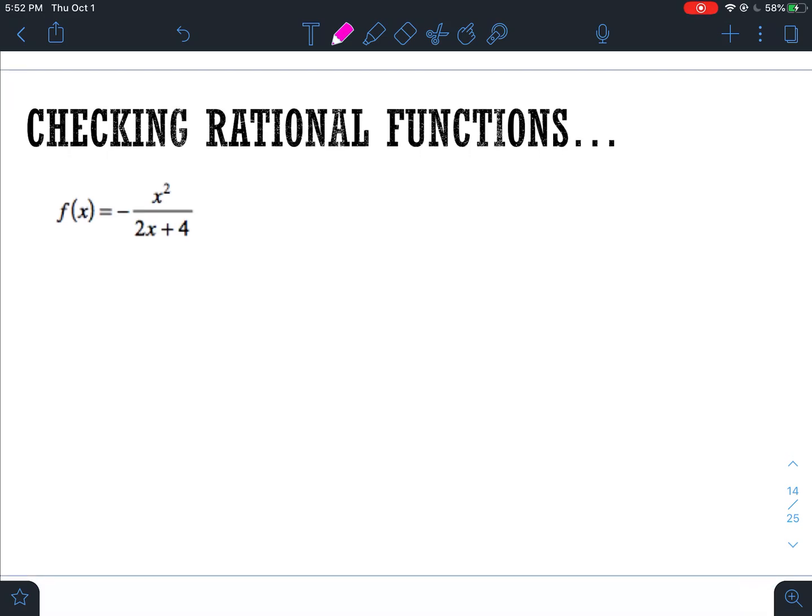So checking rational functions. Well, are rational functions continuous? Well, let's test this out. So where would this function be discontinuous? Well, the denominator can't be 0. So x cannot be negative 2. What happens at negative 2? You have a vertical asymptote. So my graph is discontinuous at x equals negative 2 because there's an asymptote there.